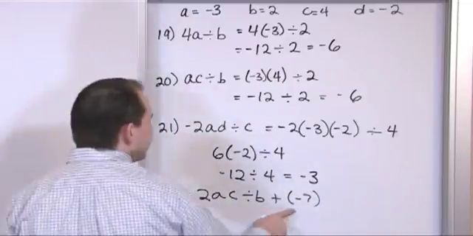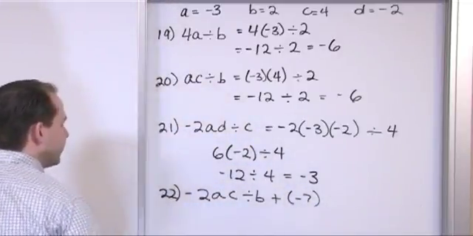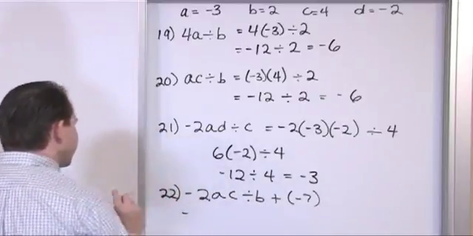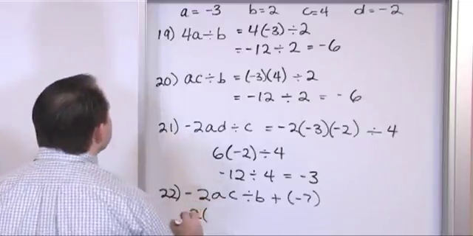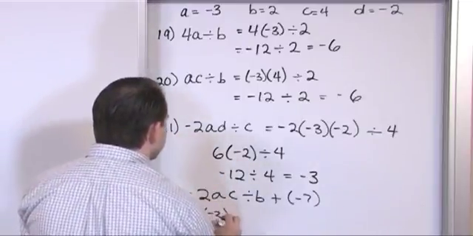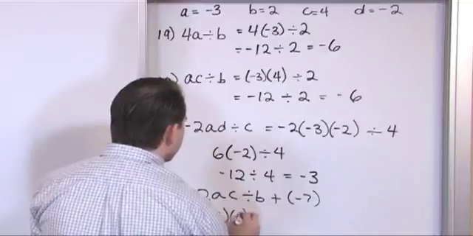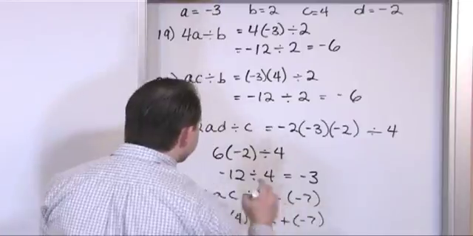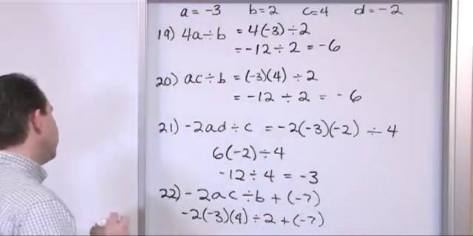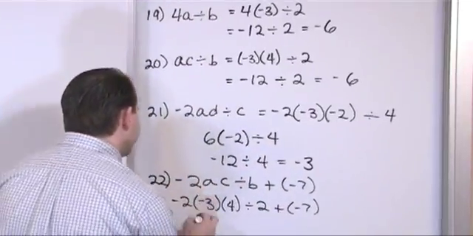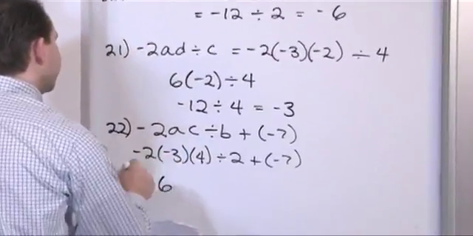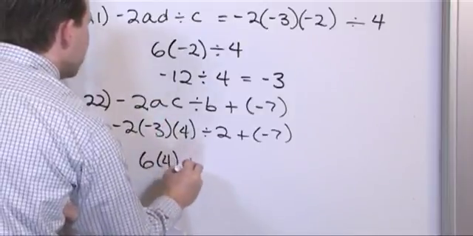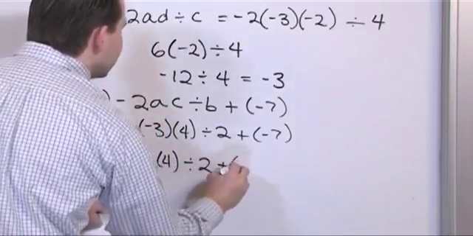And so you have this plus here. This is going to be the very last thing you do because multiplication and division always come first. So let's plug in what we know. Negative 2 times A, which is negative 3, times C, which is 4, divided by B, which is 2, plus negative 7. So let's work on this. 2 times 3 gives us 6. It's going to be positive 6 because these two are the same sign. So then we'll just carry the 4. We haven't divided by 2, and we haven't added the negative 7.